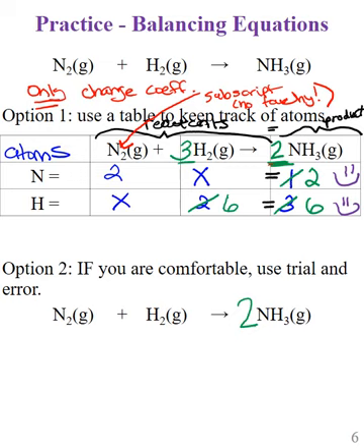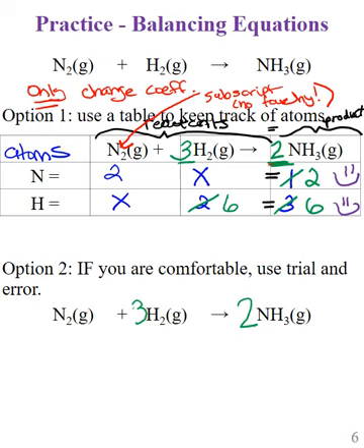Alright, now if I put a 2 out in front of NH3, that gives me 6 hydrogens, 2 times 3. So then I look over at the hydrogens on the left side. I see that I only have 2. So in order to get 6, I'm going to put a 3 out in front.